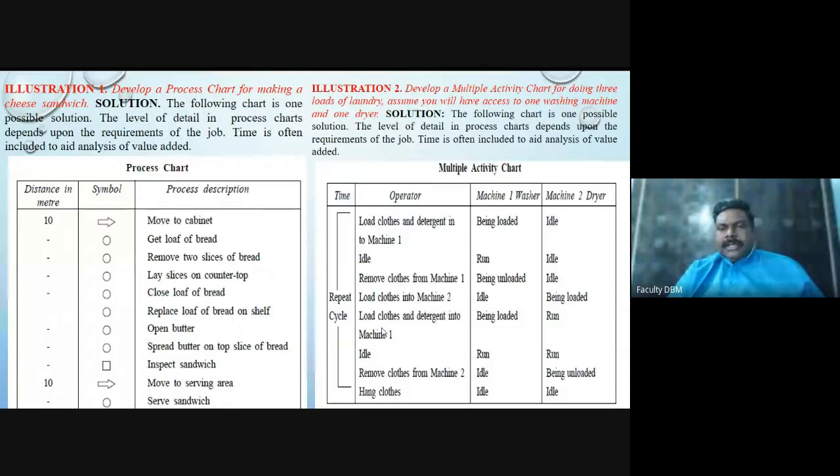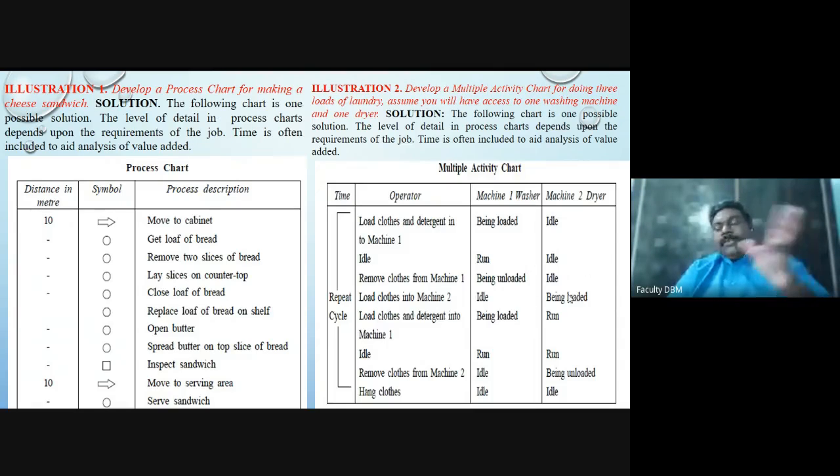Still it is idle. Load the clothes into machine 2. It is idle and then we are loading the dryer. Then it is running. Loading clothes and detergent here again. One machine will be working, the other will be idle, and again this becomes idle and this will be running. So there is a connectivity between machine 1 and machine 2.